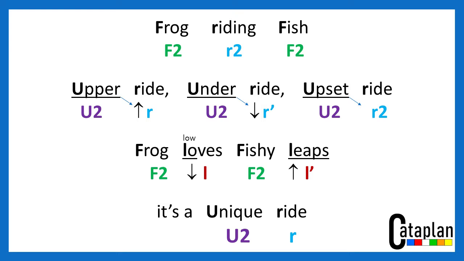So the story, just like a little story, is called Frog Riding Fish. Upper ride, under ride, upset ride, frog loves fishy lips. It's a unique ride. That's how I call it, and now I'm going to explain it. All the F's in the whole story are F2s. All the U's are going to be U2s. So that is very simple.